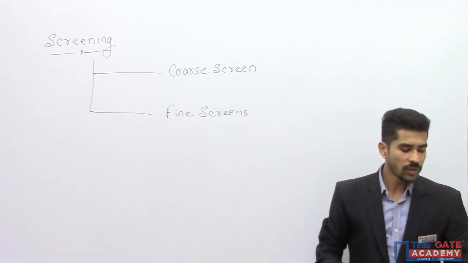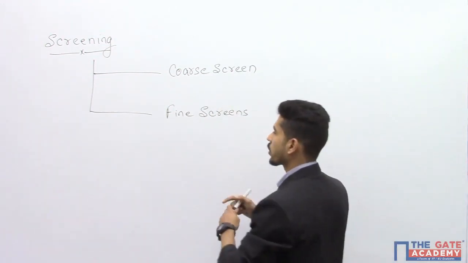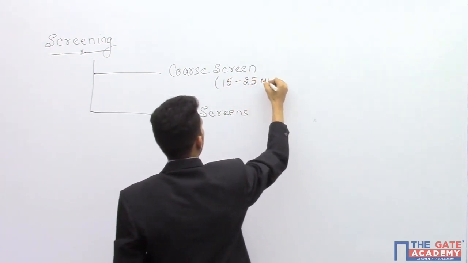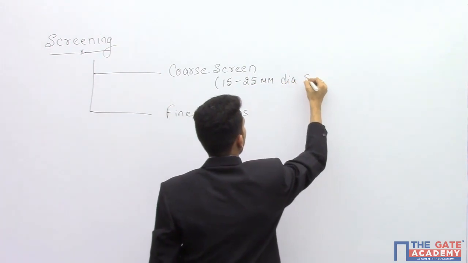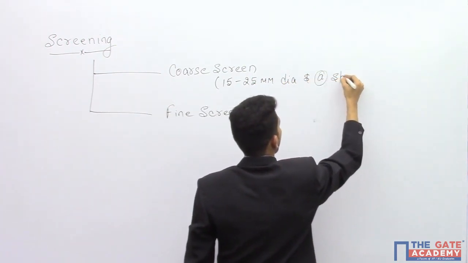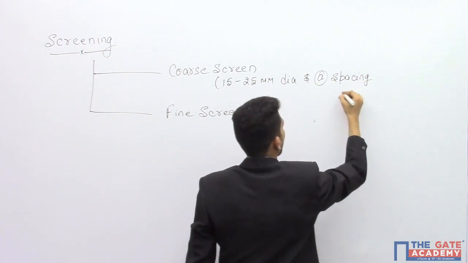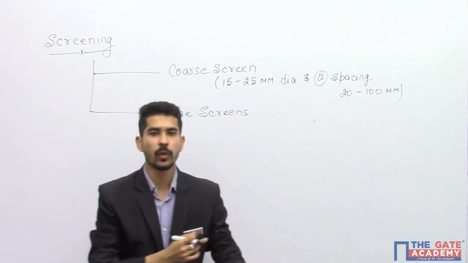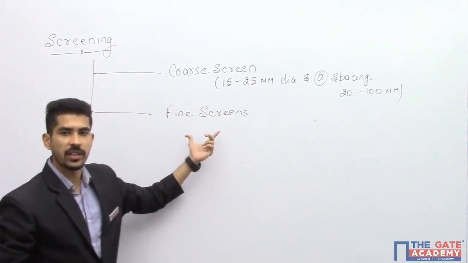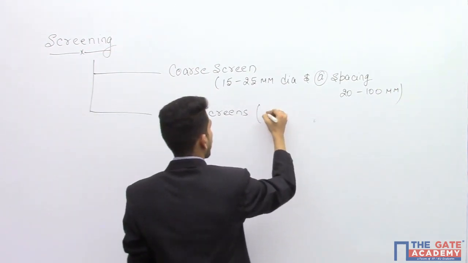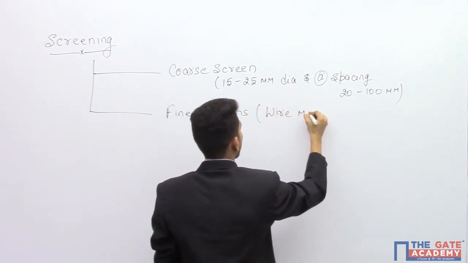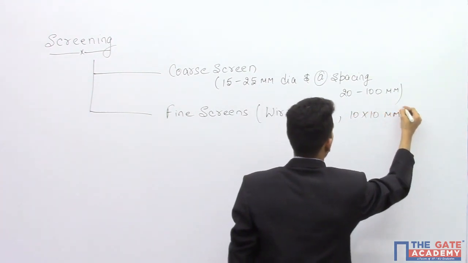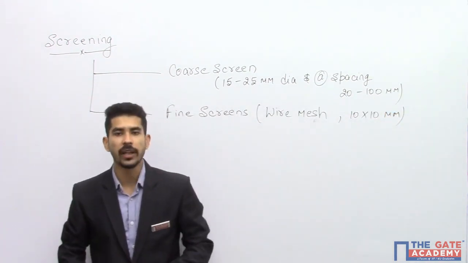In coarse screens, we use bars of 15 to 25 mm diameter, with a spacing of 20 to 100 mm. And for fine screens, there is a wire mesh of size 10 mm by 10 mm, square openings of 10 mm by 10 mm.